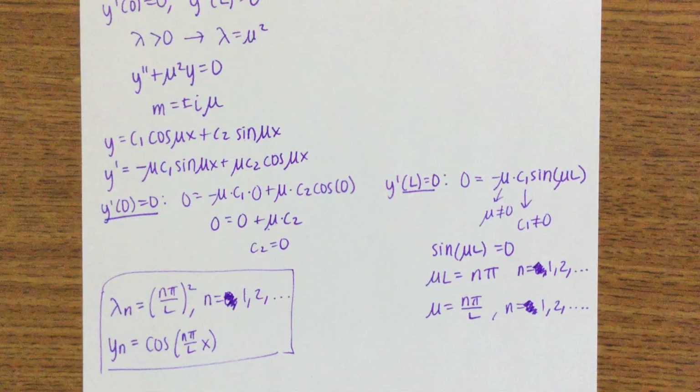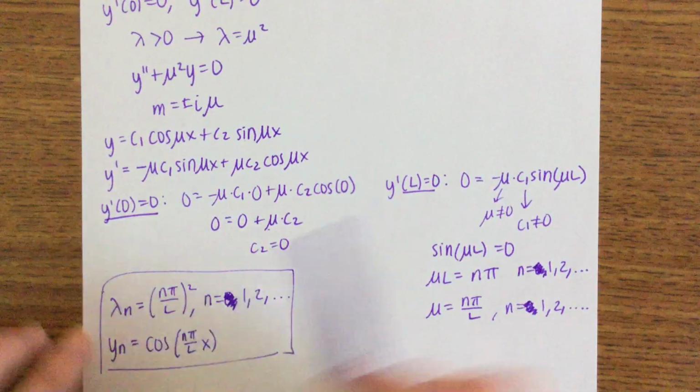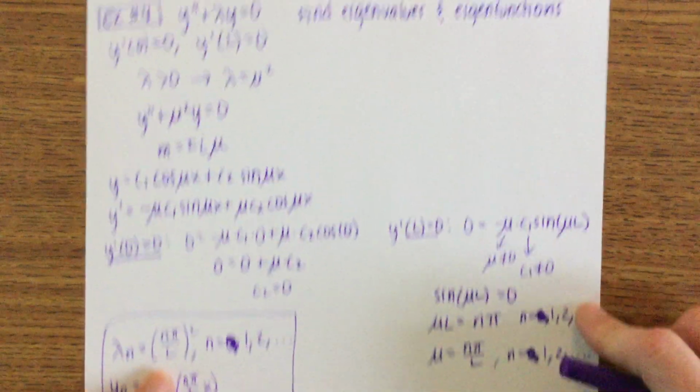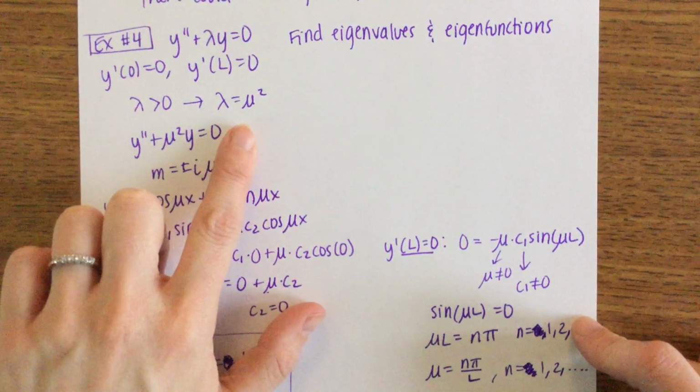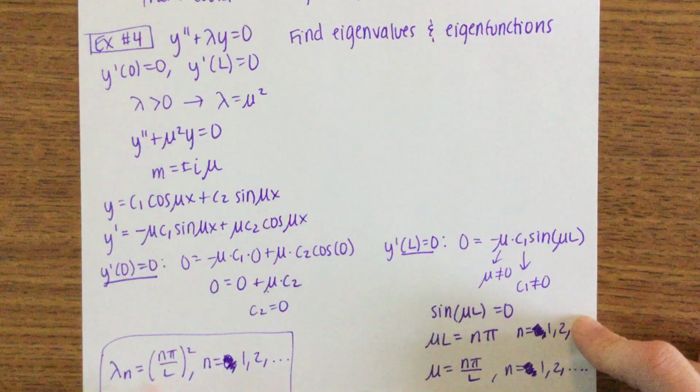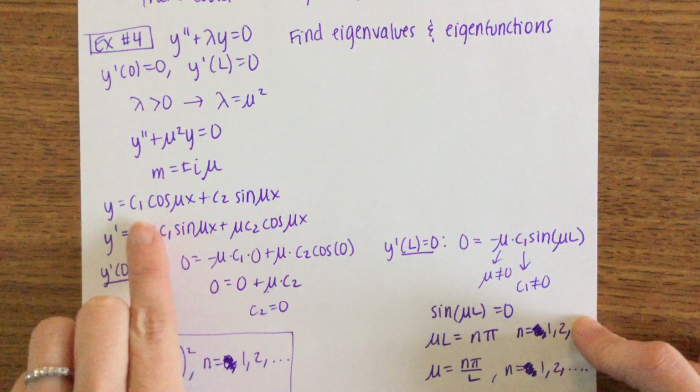Rachel? Why does the first equation have the squared for the lambda, then we don't use the squared? So here, this comes from here. Lambda is equal to mu squared. This comes from our solution. Oh.